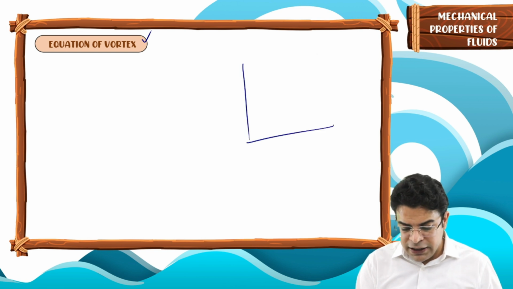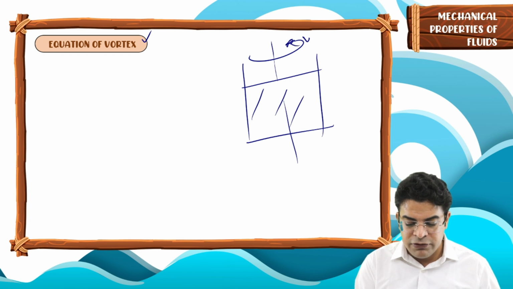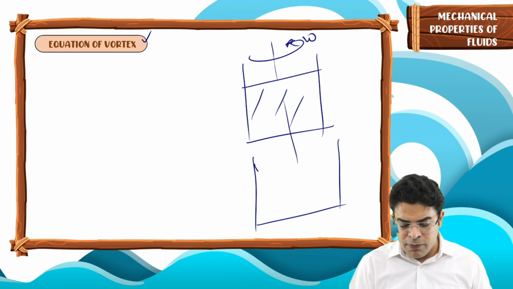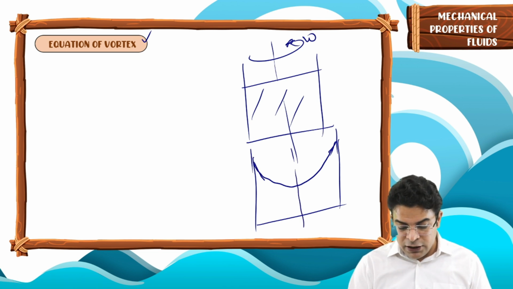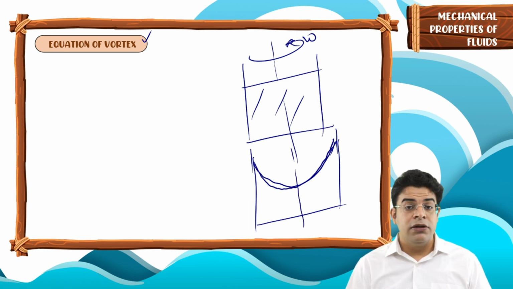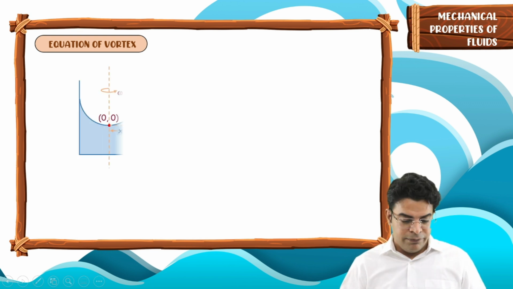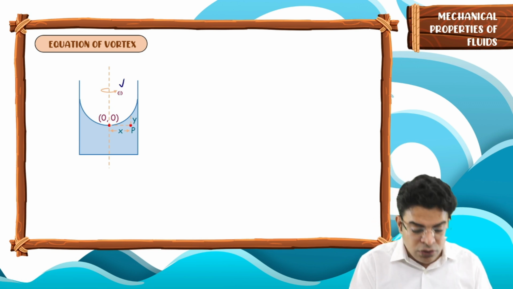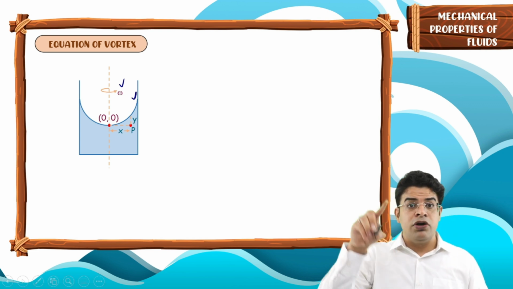If you have a container containing a fluid and the fluid is being rotated with some angular velocity omega, we have seen that this fluid takes up a curved shape. Now this curved shape is called vortex, and we need to write the equation of the curve. That will be called equation of vortex. So it looks like a tough thing, it's a very easy thing. So let's say we have got this container containing a fluid and the system is rotating with an angular velocity omega. We need to determine the equation of this particular curve.